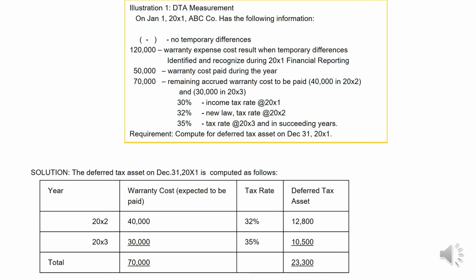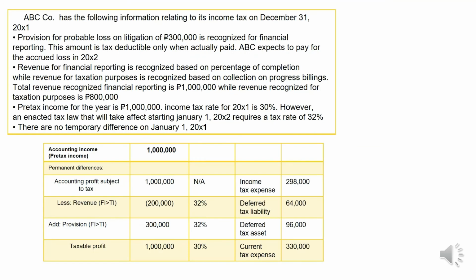In year 20x2, warranty cost amounting to 40,000 times natin sa tax rate na 32% equals 12,800. In year 20x3, warranty cost amounting to 30,000 times natin sa tax rate na 35% equals 10,500. So, ipag-a-add lang natin. So, ang warranty cost natin is equal to 70,000. Deferred tax asset is 23,300.